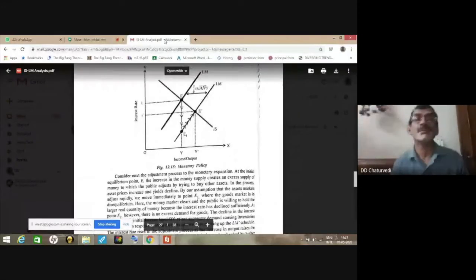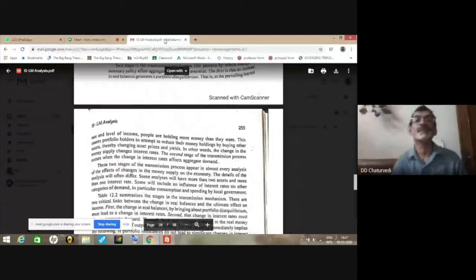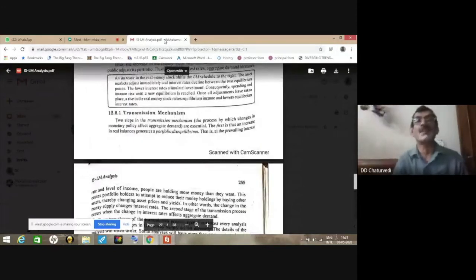So, transmission mechanism. Whatever we have discussed so far shows that an increase in real money supply shifts the LM curve to the right, and here the money market adjusts immediately, interest rate declines, and the lower interest rate will lead to stimulation of investment, as a result of which spending and income increase, and we reach a new equilibrium point. And when all adjustments have taken place, a rise in money stock in real terms will raise equilibrium income and reduce the equilibrium interest rate.